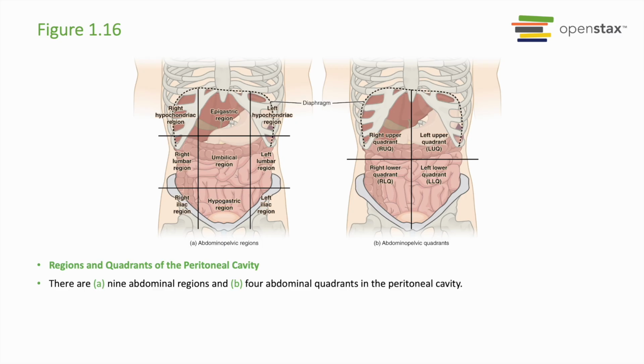The right lower quadrant, RLQ, includes the right half of the small intestines, ascending colon, right pelvic bone, and upper right area of the bladder. The left lower quadrant, LLQ, contains the left half of the small intestine and left pelvic bone.